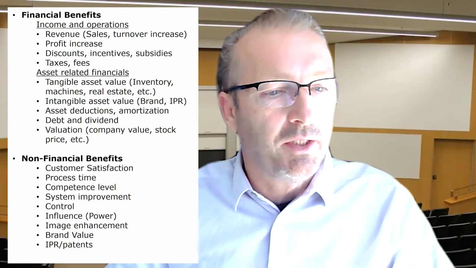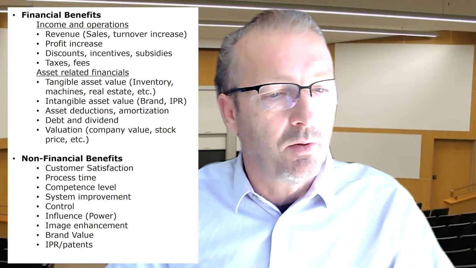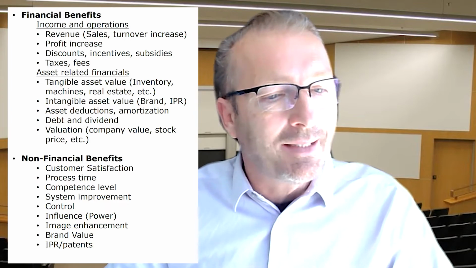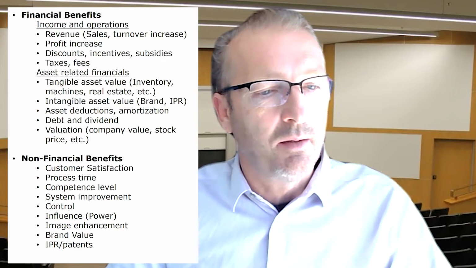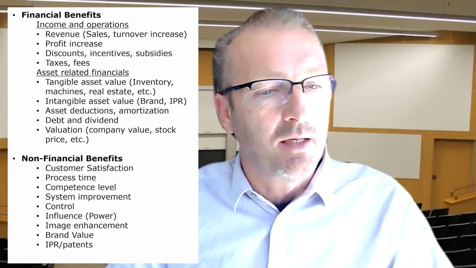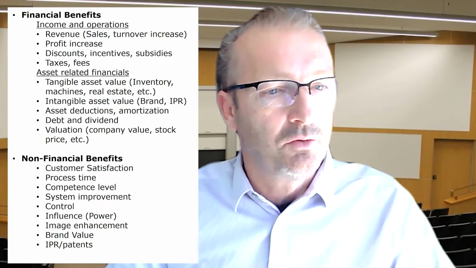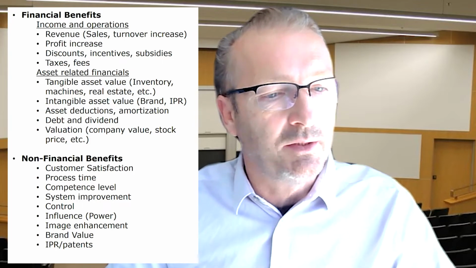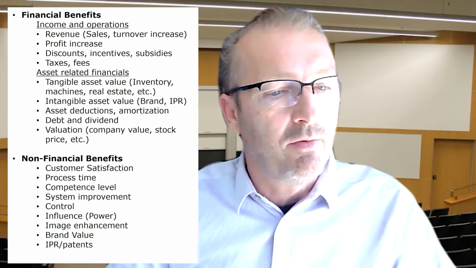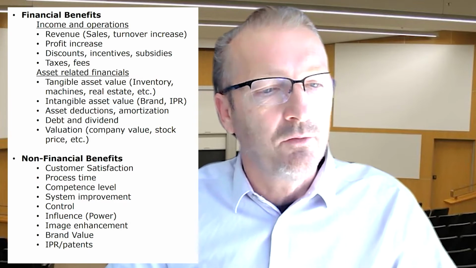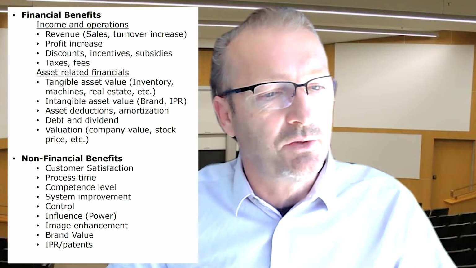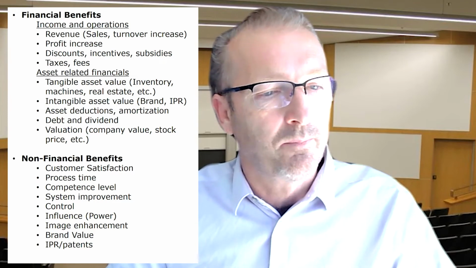If they are associated with a financial price tag, it can be asset deductions and amortization. So if we increase deductions and amortizations of an asset, typically that flows to the income statement that increases the bottom line profit. Could also be debt and dividends, could be valuations of the company or the stock price. Those would be recognized as financial assets values.